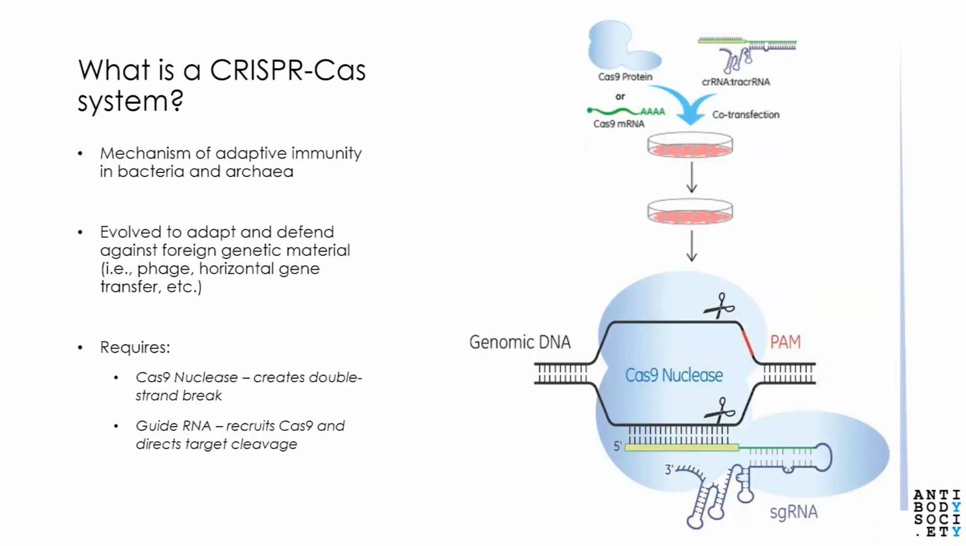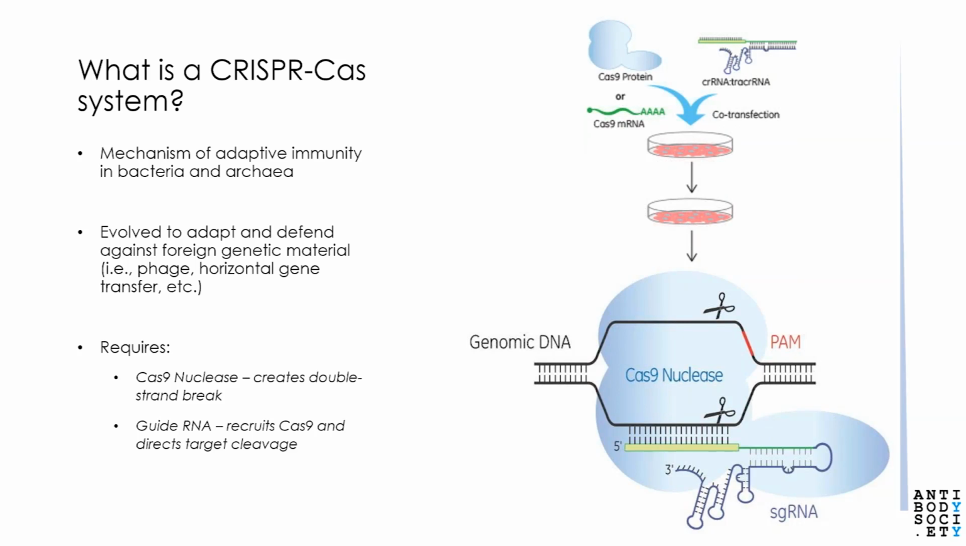So one of the other techniques that we talked about was using a knockout cell line. Here at Horizon, one of the main technologies used to generate our knockout cell lines is the CRISPR-Cas9 system. At a 10,000 foot view, it is a mechanism of adaptive immunity that was developed in bacteria. It evolved over time to adapt and defend against foreign genetic transfer in bacteria in the form of phage or horizontal gene transfer.